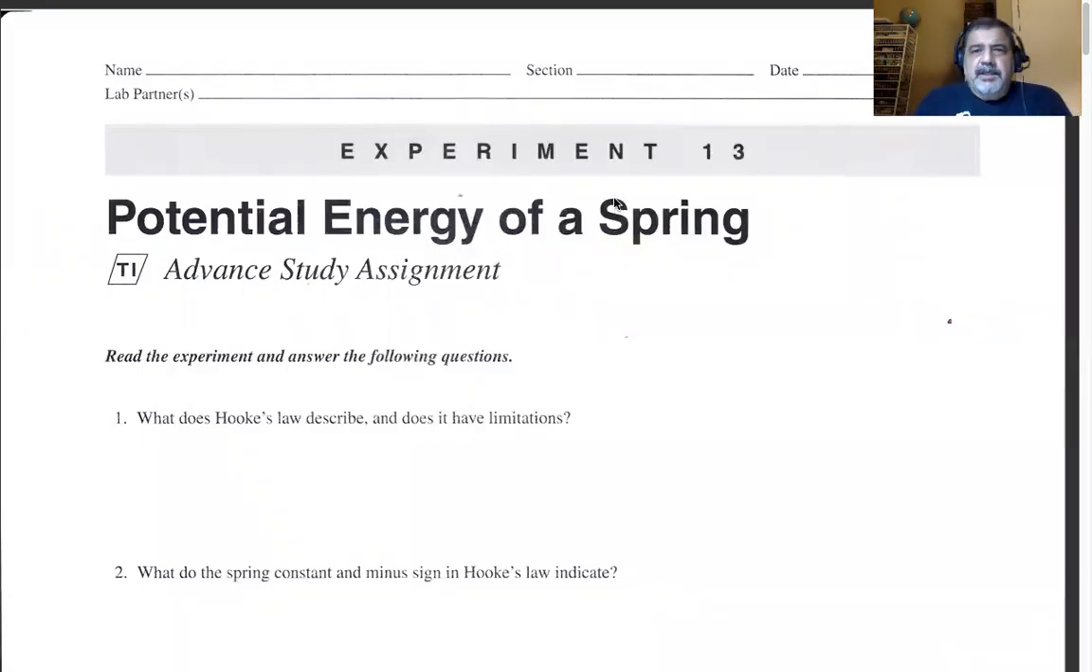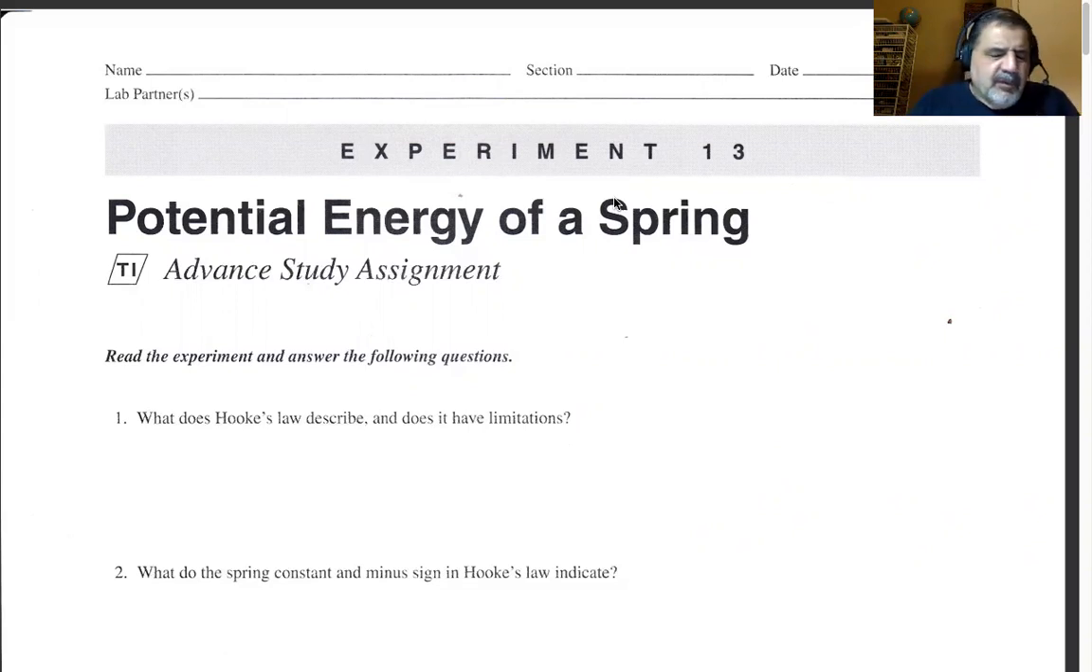All right, this is experiment 13, potential energy of a spring. This will serve as the introduction to the experiment. Right now we're looking at the advanced study assignment. I don't know if there's a CI portion to this. If there is, you can disregard those. We're only doing the TI portion.